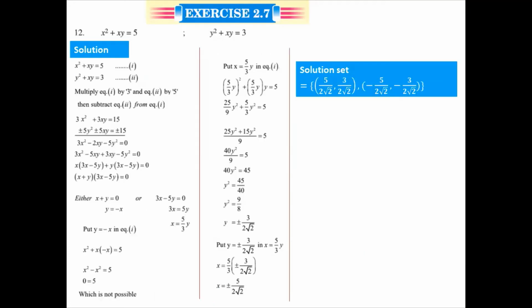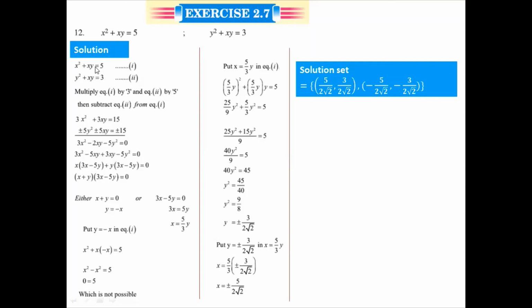So this is question number 12. x square plus xy is equal to 5 and y square plus xy is equal to 3. We write the first equation as equation number 1 and the second as equation number 2. We have to remove these constant terms. For this, we have to multiply equation 1 with 3 and equation 2 with 5, and then subtract equation 2 from equation 1.